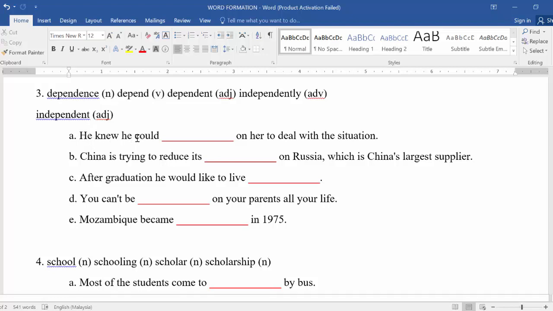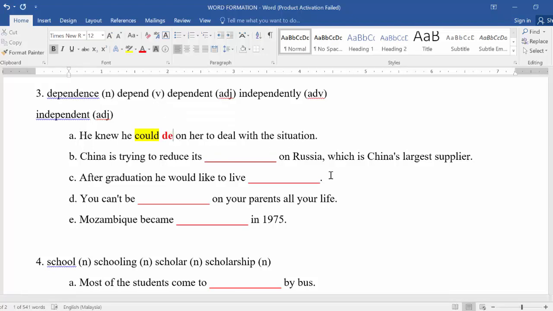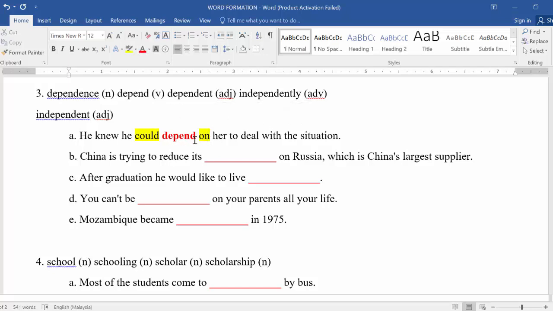Okay, so now look at the questions. A, he knew he could what on her to deal with the situation? Your keyword here is could. When you see could, the word after could, can, may, must, all these verbs should be a verb as well, original verb. So our verb here is depend. Your answer should be depend. Could depend. Another keyword should be on. Depend is usually followed with the word on. Depend on someone, depend on something.